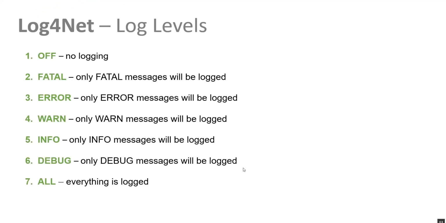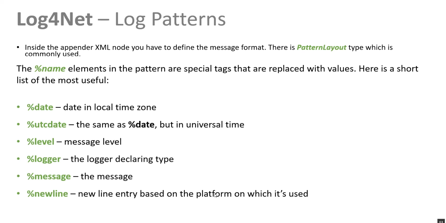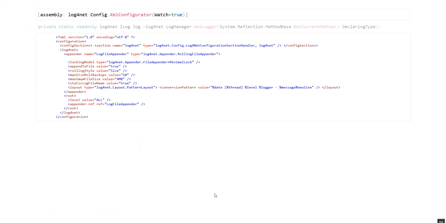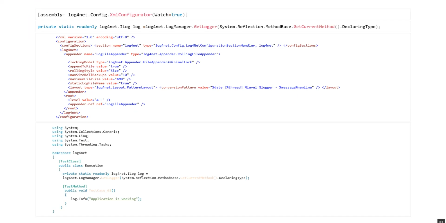So here are some log levels from off to all. Off means there will be no recording or no logging, and all means everything will be logged. And there are a few more levels like fatal, error, warn, info, and debug. And these are the patterns I previously mentioned. So there are these 4 entries we are going to perform in Visual Studio. So let's move to Visual Studio.